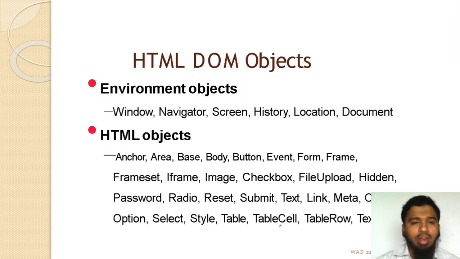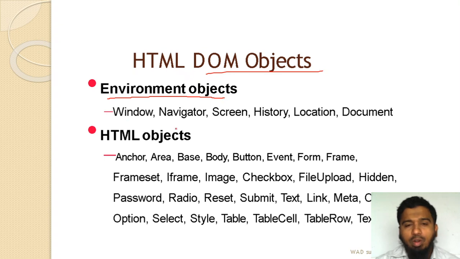So let's move to the next, HTML DOM objects. In this, the environment objects are window, navigator, screen, history, location, document. These are all the environment objects of the HTML DOM. In the HTML DOM, the objects are window, navigator, screen, history, location, document.